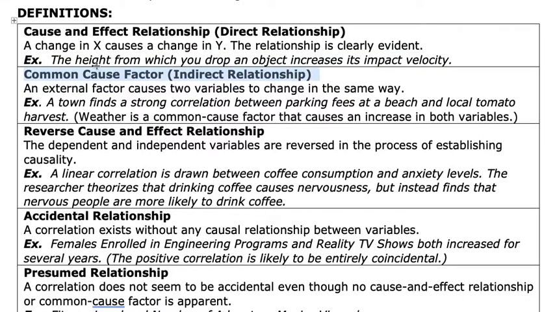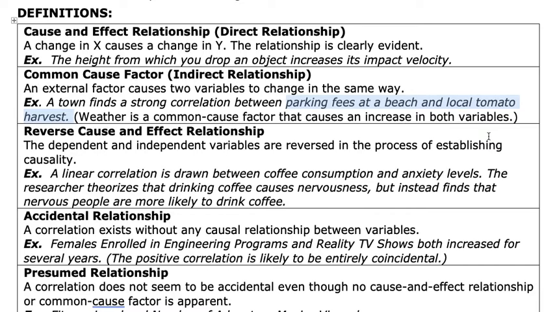So a common cause factor, or an indirect relationship, an external factor causes two variables to change in the same way. In this example, a town finds a strong correlation between parking fees at a beach and the local tomato harvest. So these are our two variables, parking fees at a beach, so total amount collected as well as the total harvest of tomatoes. And if we were to see both of these increasing in the same season, then we might think of these variables as one affecting the other.